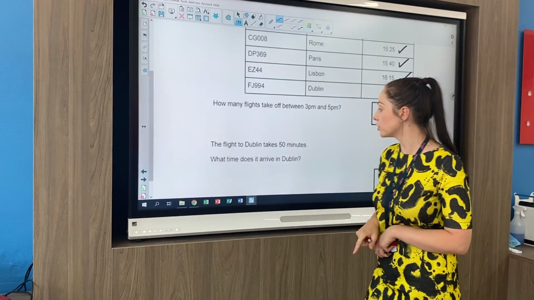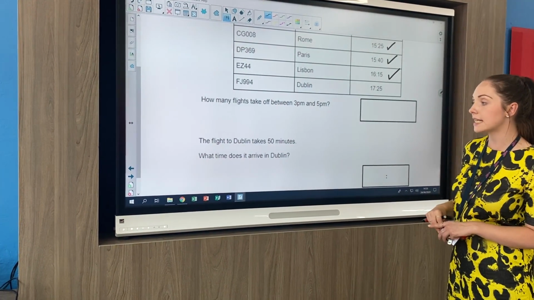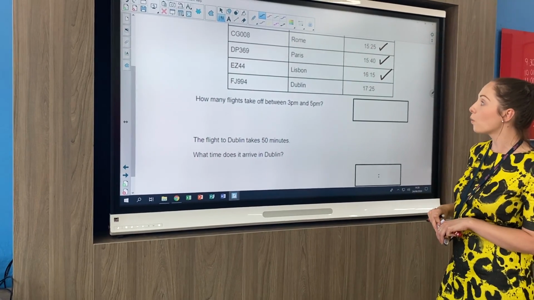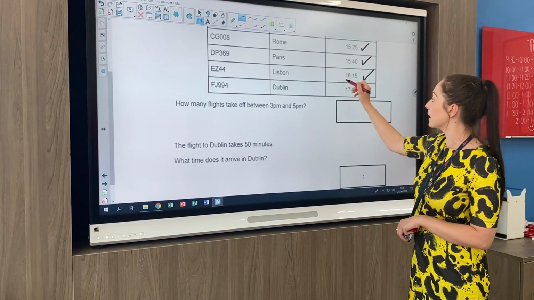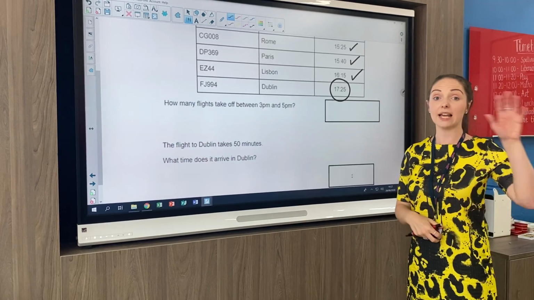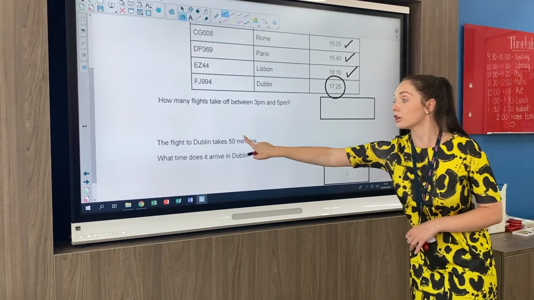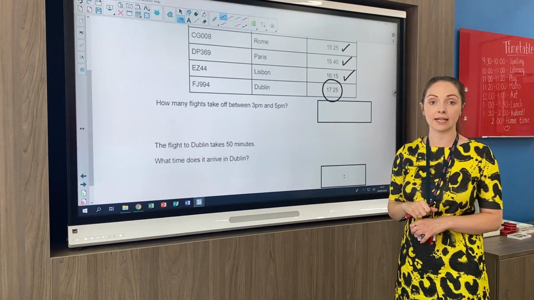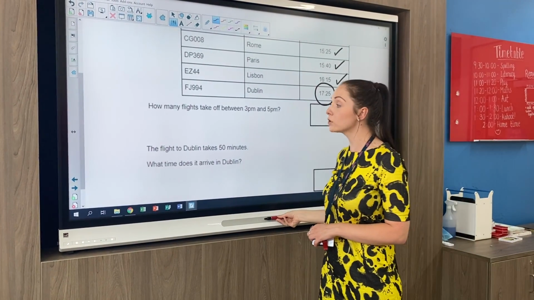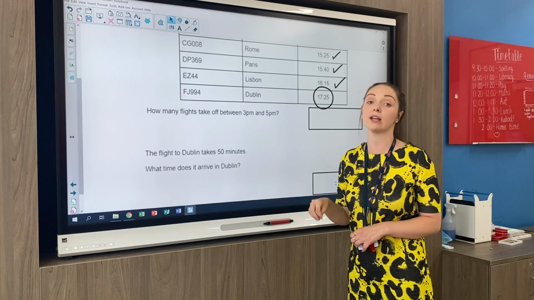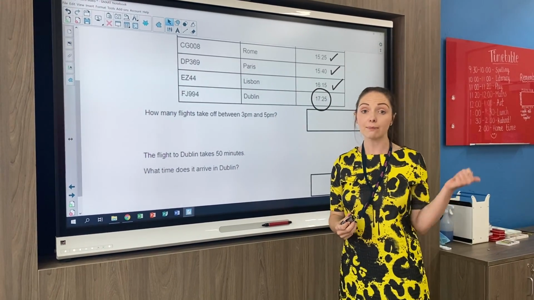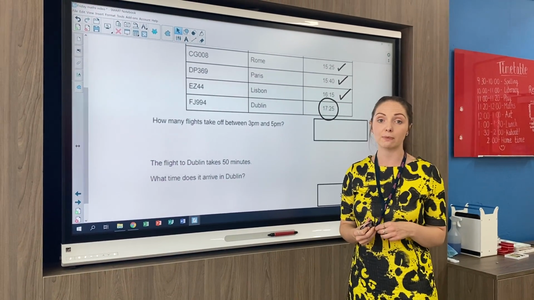And then you've got a question at the bottom. The flight to Dublin takes 50 minutes. What time does it arrive in Dublin? So you've got to apply a little bit of what you learned yesterday on adding and subtracting time and add on 50 minutes to that time. Okay? So for each of your SATs questions, just make sure you read them really, really carefully. And remember, it's absolutely fine to use that clock from the first page if you need to.